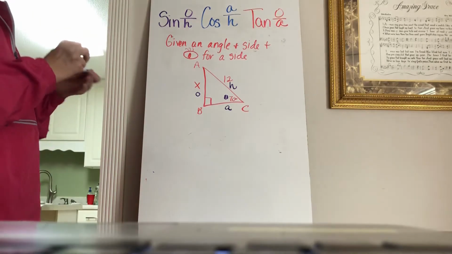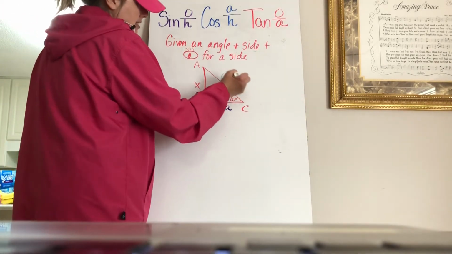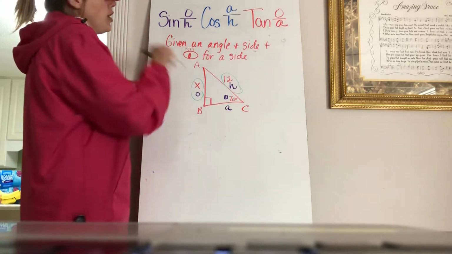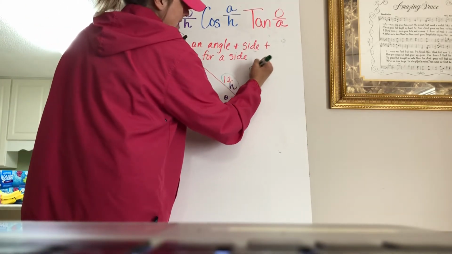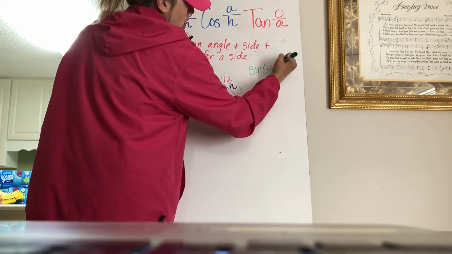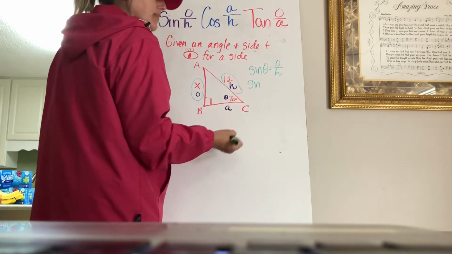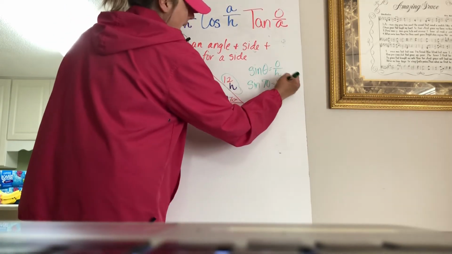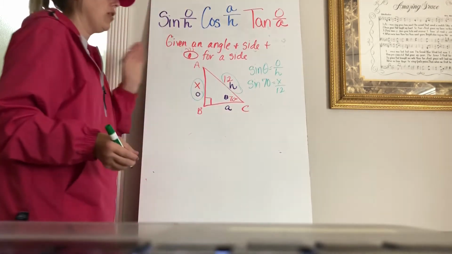So what I need to do right now is what I call in basketball, call your play. Okay, I'm given this, I want that. What are those two letters? O and H. Who uses O and H? Sine does. So we're going to say the sine of theta equals O over H. Sine, what was my theta? 70. What was my O? X over 12. Okay? Now, you've got a ratio here.